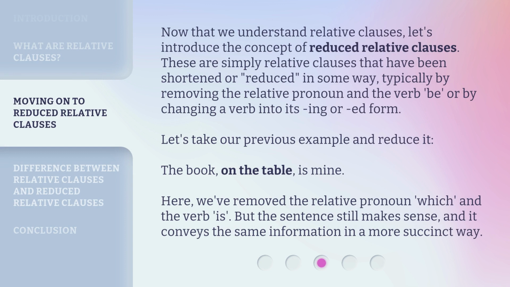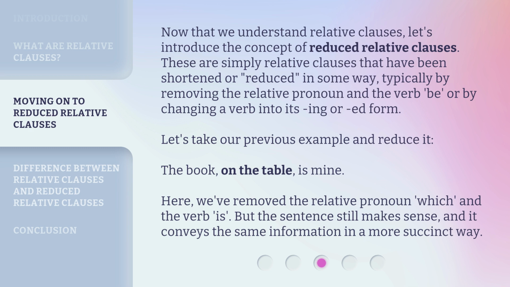Now that we understand relative clauses, let's introduce the concept of reduced relative clauses. These are simply relative clauses that have been shortened or reduced in some way, typically by removing the relative pronoun and the verb be, or by changing a verb into its ing or ed form.